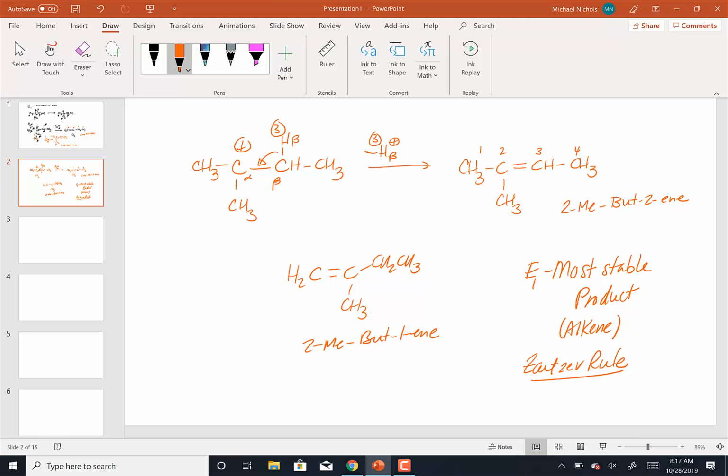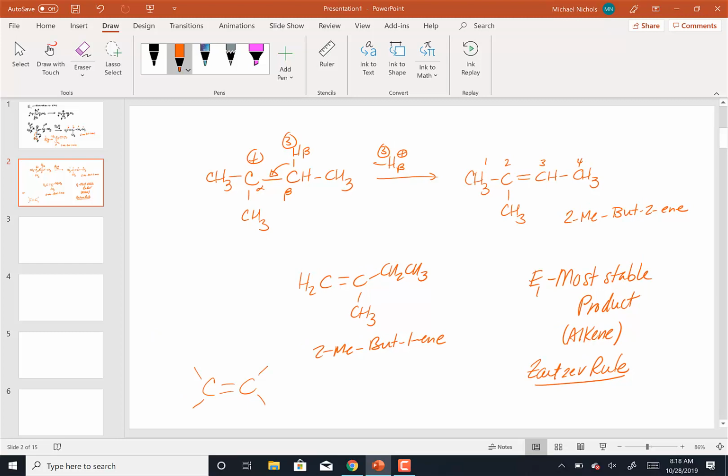Well, in order to understand the most stable product, we need to look at a carbon-carbon double bond. And what would make a carbon-carbon double bond more stable? Carbon-carbon double bonds tend to like electrons to be pushed into them. The more you can push electrons into a double bond, the more stable you will make it. So we go back to our alkyl groups.